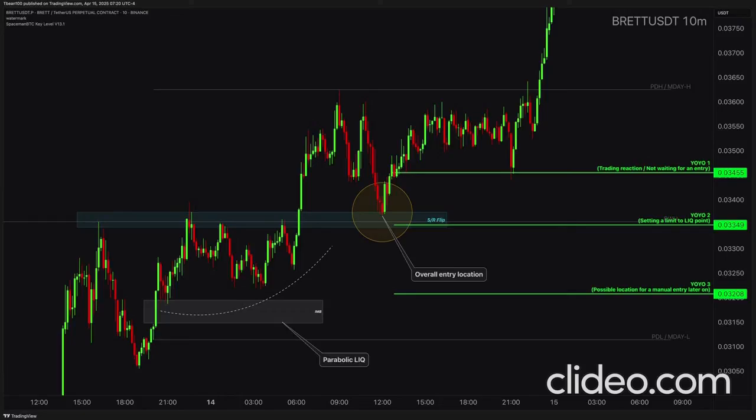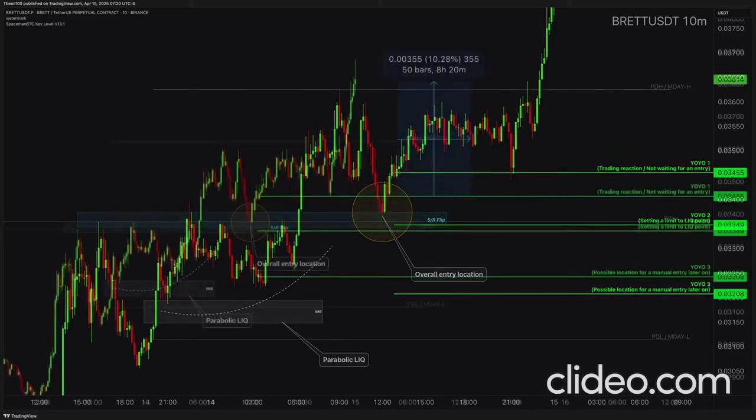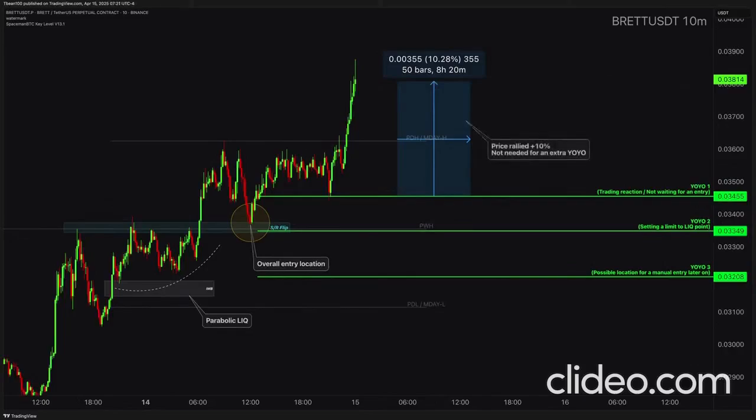I did not place any order here. Just took a note of it for a possible third yo-yo entry. Luckily, it did not need any extra yo-yo here. First entry was sufficient enough. Price rallied like 10% from my entry zone.